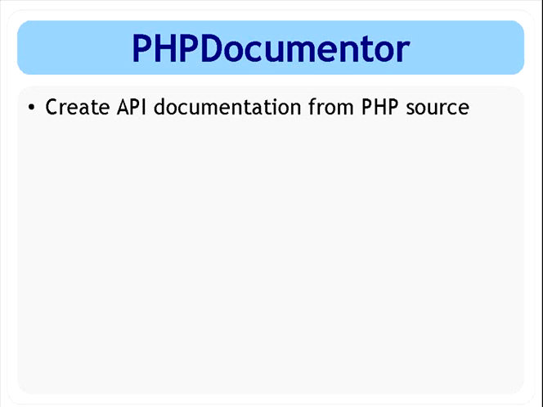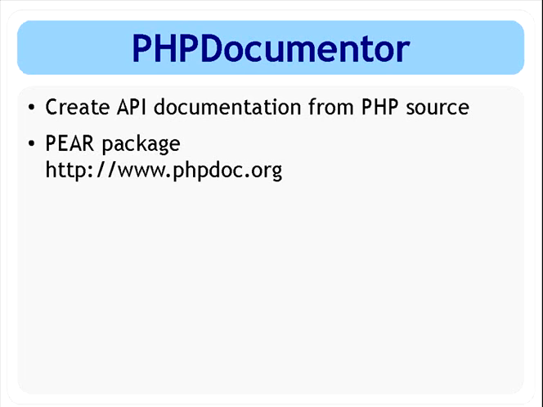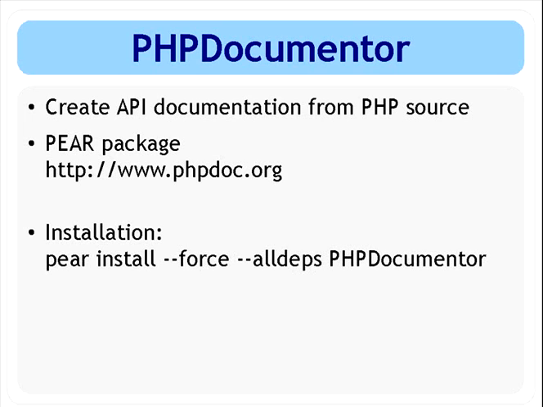If you write documentation, it's never in sync with the source code. So the only idea to have documentation in sync with source code is to generate that documentation from the source code. And this is what PHP Documenter does for you. It's a PEAR package, and installation is very easy. It's just a PEAR install command as always.